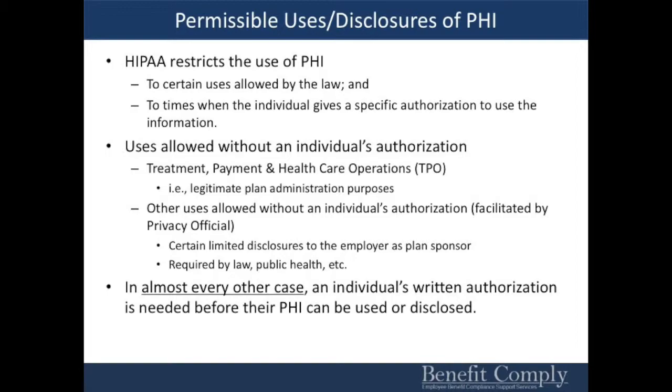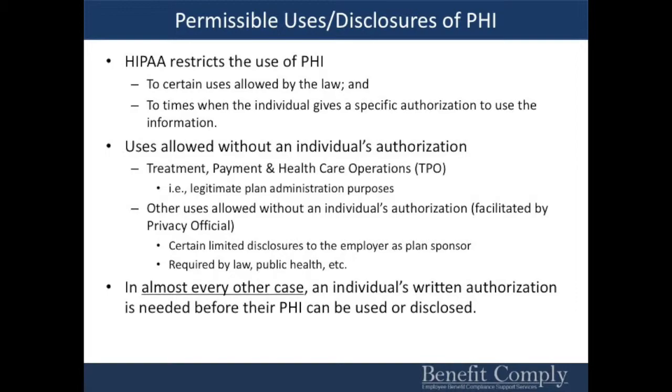First, HIPAA recognizes that employers sponsoring group health plans need to access PHI in order to properly administer their plans. For this reason, HIPAA carves out an exception for what is called treatment, payment, and healthcare operations. This exception allows covered entities to use and disclose PHI for purposes of plan administration, for example, to pay claims, process enrollment, etc. Therefore, PHI may be used for these purposes without first obtaining written permission from the individual.